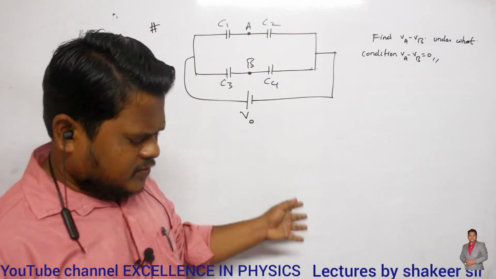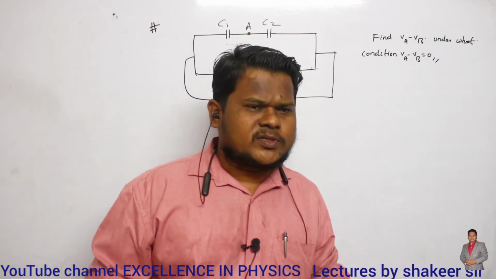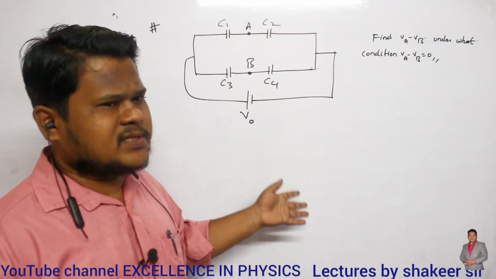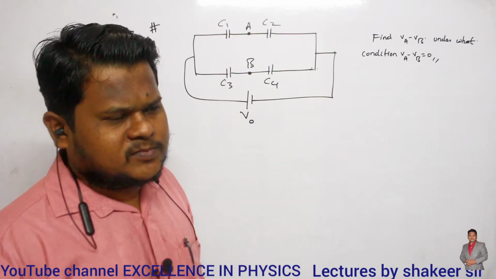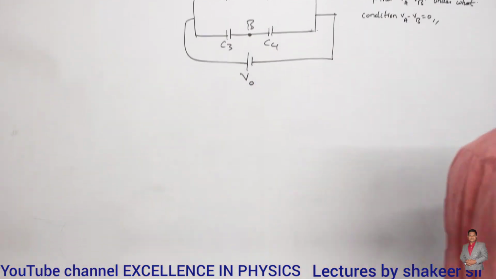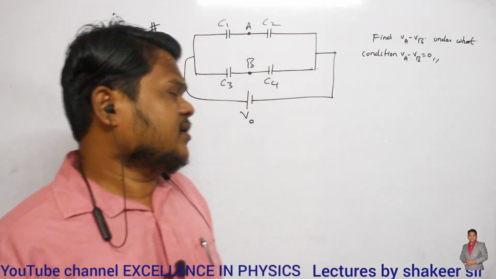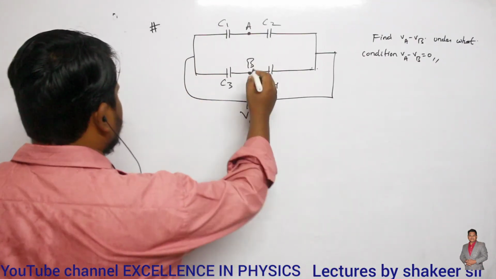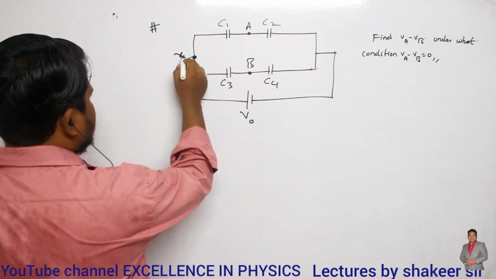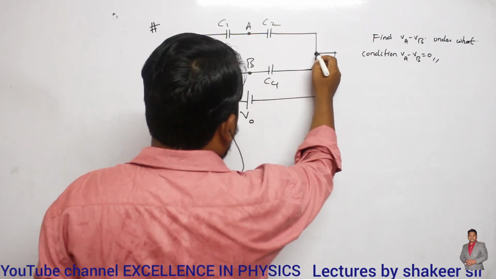So with the help of the potential distribution which we discussed in the last question, try to do this problem. Come on. Calculate the potential difference between A and B. So let us call this point X, and I will call this point Y.